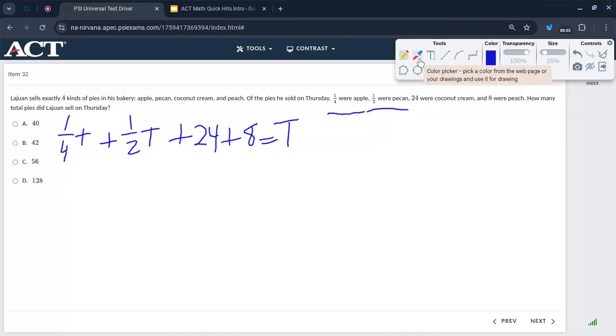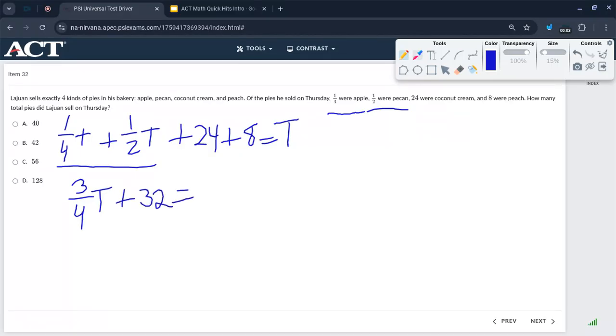We just have an equation with variables on both sides. So if I combine these two pieces right here, I would get common denominators. We could jump into the calculator if we wanted to. This would give us 3/4 T, and then plus 24 and 8 give us 32, and that's equal to our total. All right, so again, variables on both sides. We're just solving this equation.